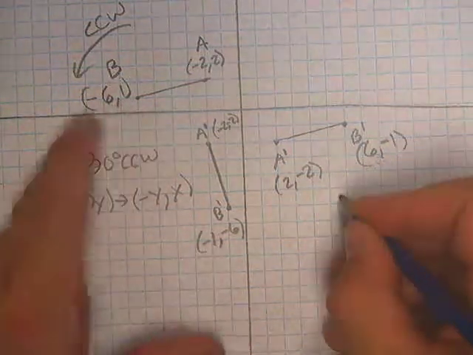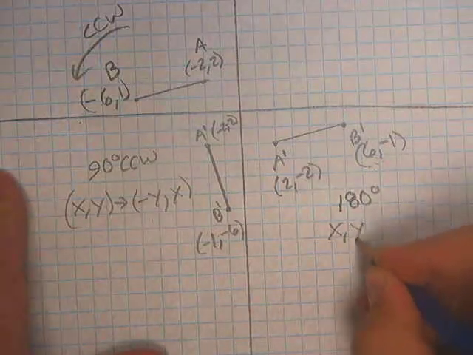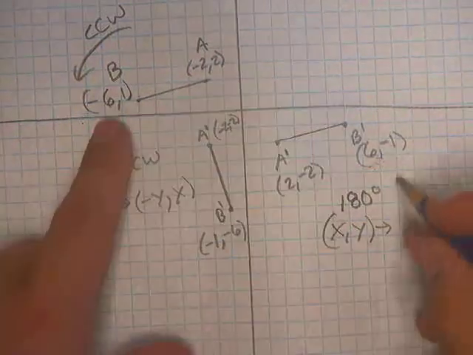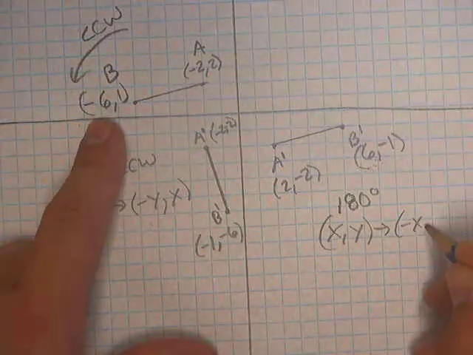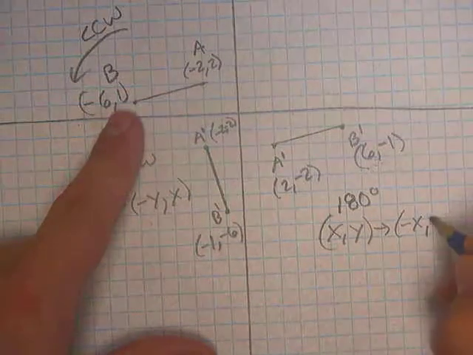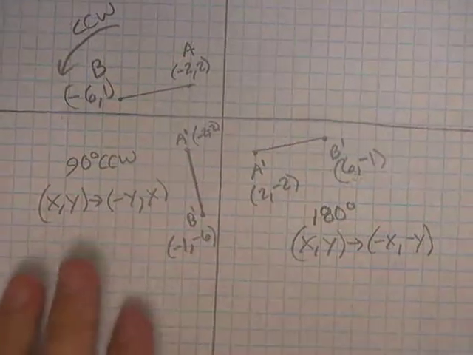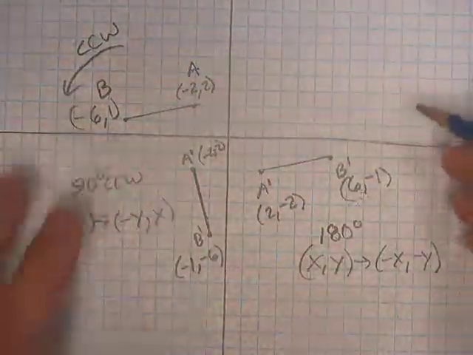So did the x and y change places from here to here? No, they didn't. The only thing they did was change signs. So the rule for 180 degree rotation is (x, y) goes to the opposite sign of x and the opposite sign of y.